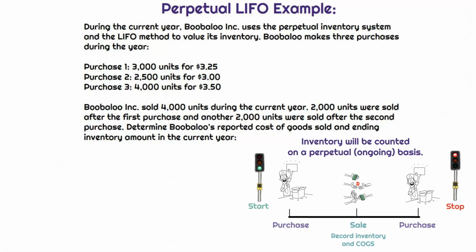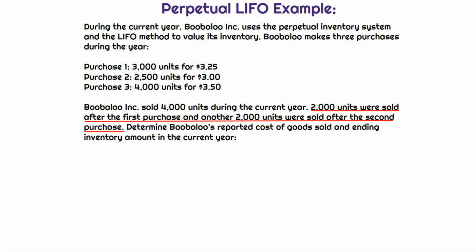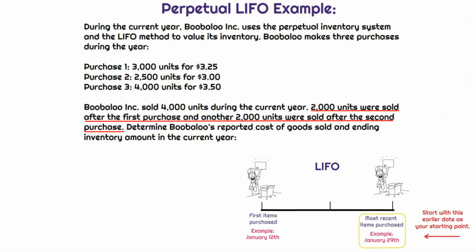So again, whenever we're focused on the perpetual method, we need to determine when the units were actually sold. We know that 2,000 units were sold after the first purchase, and another 2,000 units were sold after the second purchase. Now we're starting with the last units in being the first units out the door. In other words, the most recent units that are coming in will be the first units that are going to be accounted for as cost of goods sold.